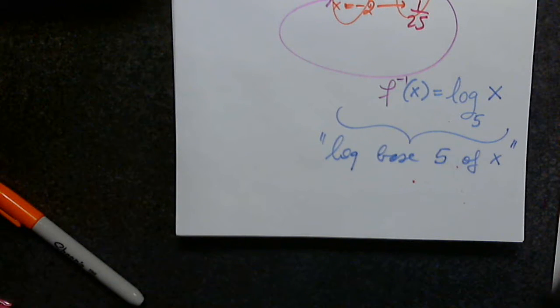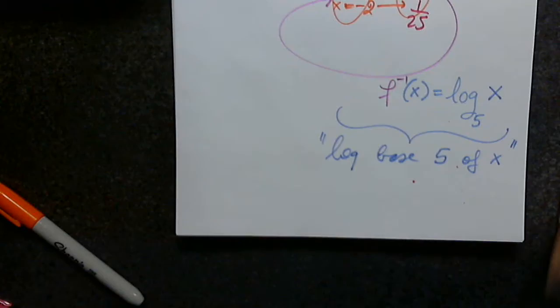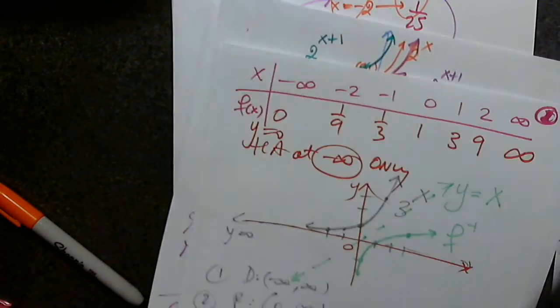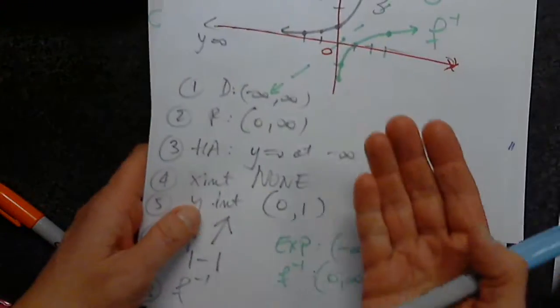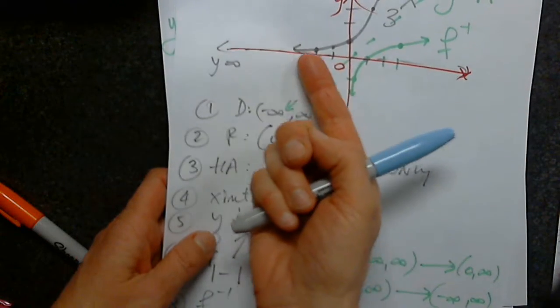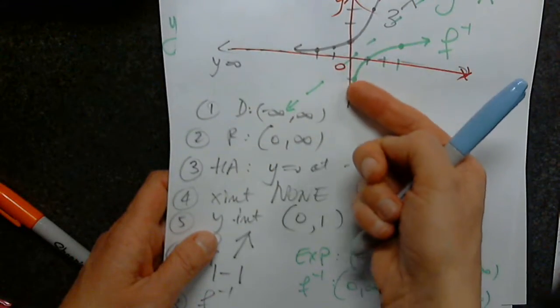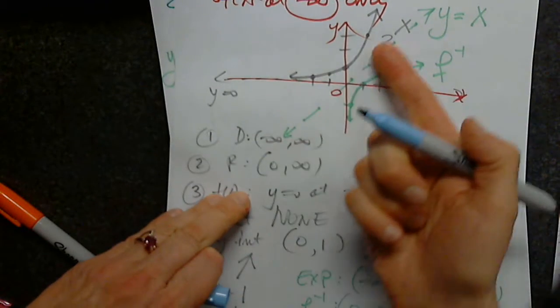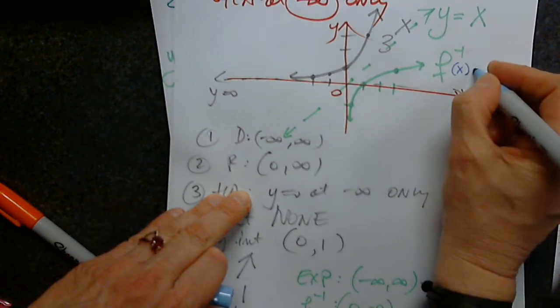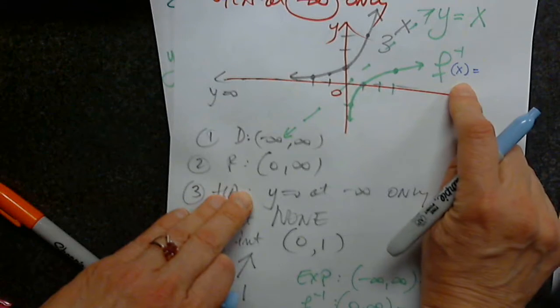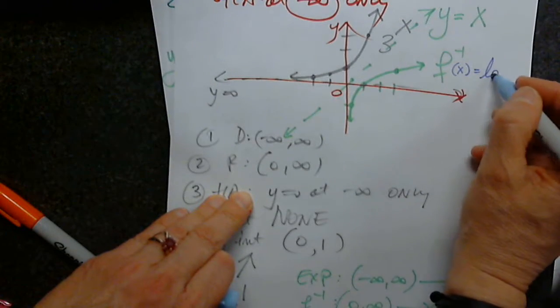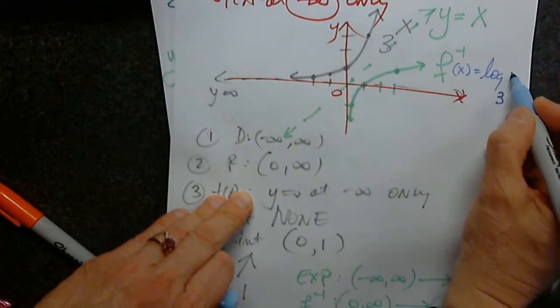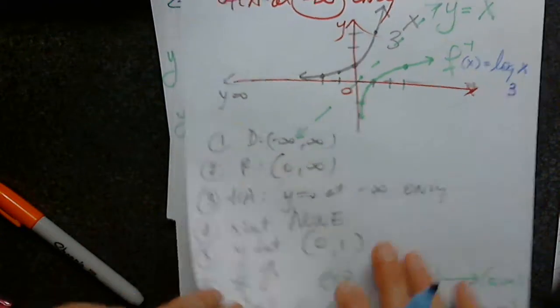Okay, I named the function. We even graphed the function. We didn't even know what it was, but we graphed it. If this were 5 to the x, this will be log base 5 of x. Now, this is 3 to the x. What do you think the inverse function would be? Log base 3 of x. Awesome. Thank you.